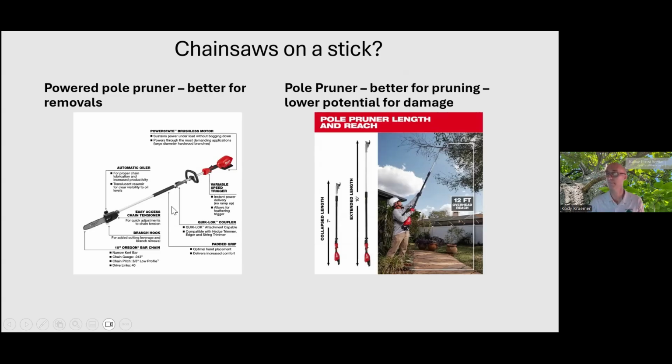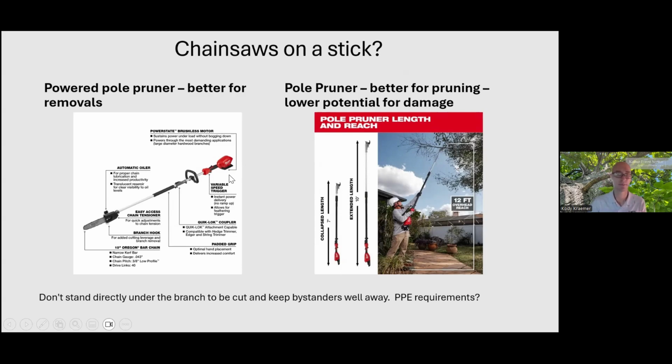It seems to be human nature that if we have a 12-foot reach, that limb is 13 feet in the air. And so we get right underneath it and things can fall on us. So pretty good reminder, don't stand directly underneath the branch that you're going to cut. The PPE requirements are the same as any chainsaw if you're using one of these.